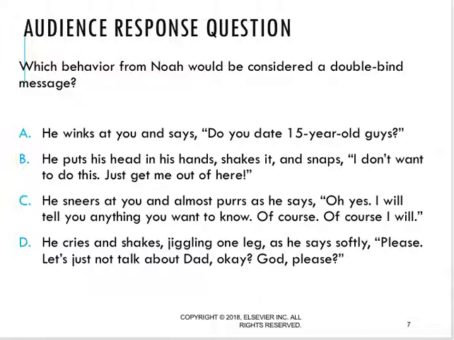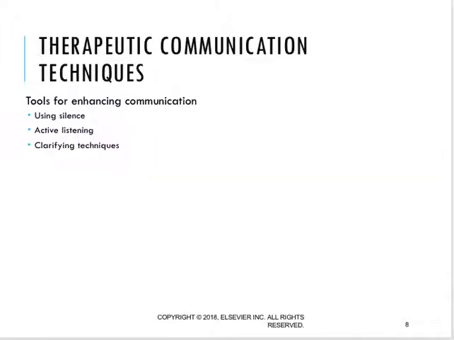At first, when I looked at it, I thought it was A. But actually, if someone winks and says, "Do you date 15?" So let's say Noah is this 15-year-old boy, and I'm interviewing him, and he winks and says, "Hey, do you date 15-year-old guys?" His behavior is actually consistent with what he's saying, right? He's winking and saying it. So that's consistent. And same with B, it's consistent. He's shaking his head, I don't want to do this. His behavior is consistent. Same with the last one. But in C, his behavior and tone are very different than the content of what he's saying. So you may see that in a test question, so make sure you understand that.